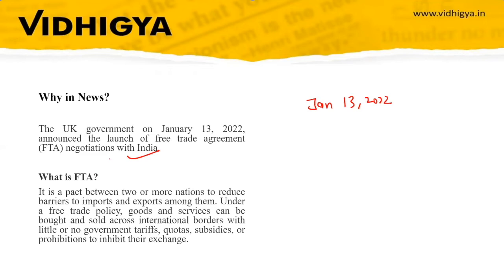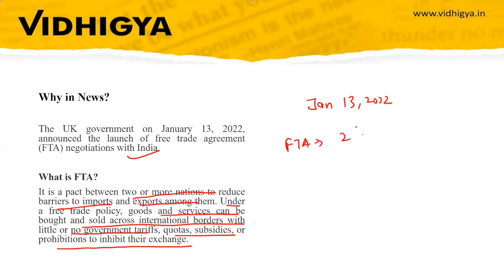FTA. Now we'll see what is FTA. It is a pact between two or more nations to reduce barriers to import and export among them. Under a free trade policy, goods and services can be bought and sold across international borders with little or no government tariff, quota, subsidies, or prohibition to inhibit their exchange. So FTA is an agreement between two or more nations to reduce trade barriers.